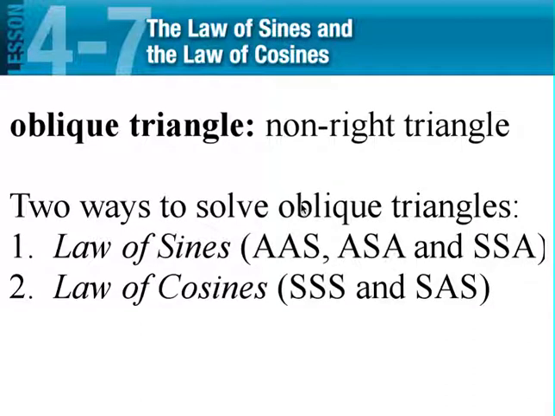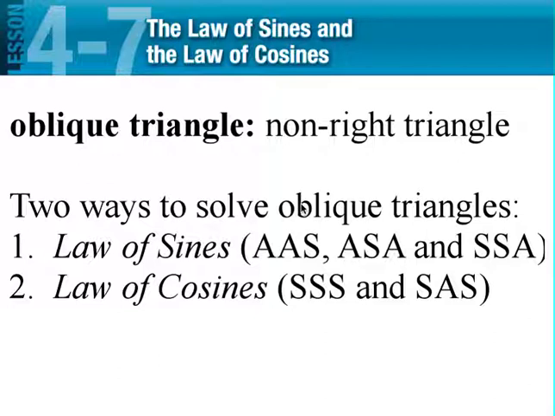Sines. Also in this section is the law of cosines, but we're going to cover that on another day. So first of all, we need to define what an oblique triangle is. An oblique triangle is a non-right triangle. Up until this point, we had used the trig functions to solve right triangles.